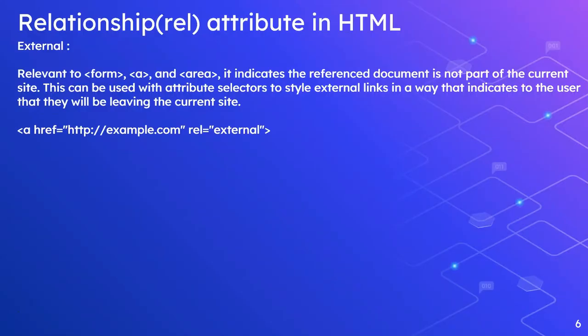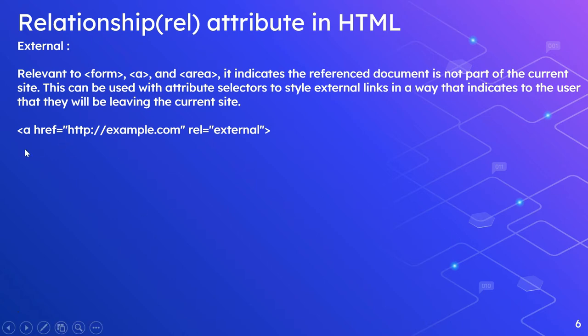The next one is external. This is relevant to form, anchor and area elements. It indicates the referenced document is not part of the current site, meaning it's external to the current site. This can be used with attribute selectors to style external links in a way that indicates to the user that they will be leaving the current site. You can even apply logic to display a pop-up when the user clicks on external links to notify them about leaving the current site.